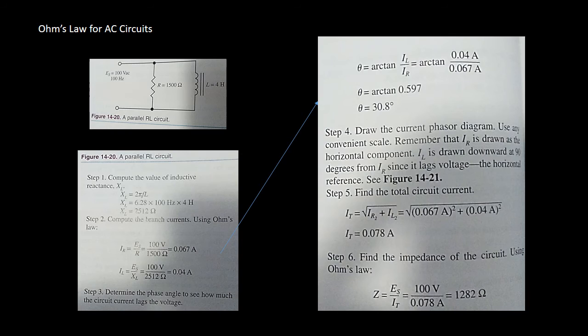IT equals the square root of IR squared plus IL squared, which equals the square root of 0.067 amps squared plus 0.04 amps squared, which equals 0.078 amps. Step 6 would be to find the impedance of the circuit. Using Ohm's law, Z equals ES divided by IT, which equals 100 volts divided by 0.078 amps, which is 1282 ohms.